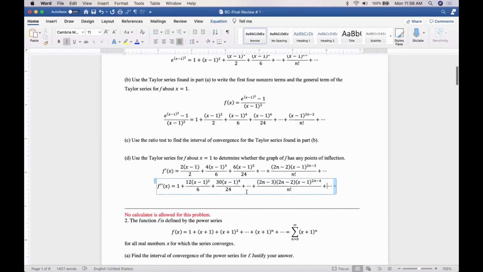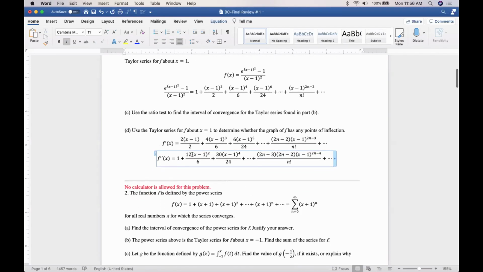Yep. Okay. Now I want inflection. So I want to make sure that f of 1 is 0. If you put f of 1, would you get a 0? No. You would get every term here becomes 0, but plus 1 at the end. So f double prime of 1, I'm sorry, is 1. It's not a 0. That means no point of inflection.